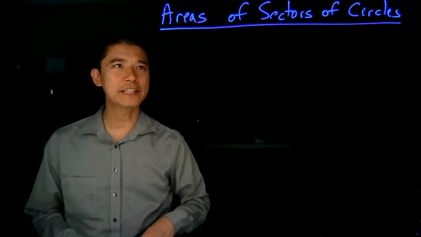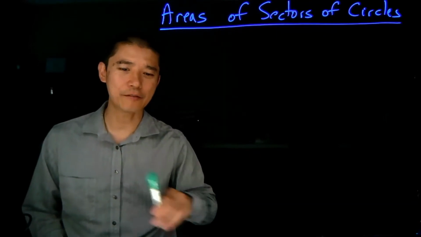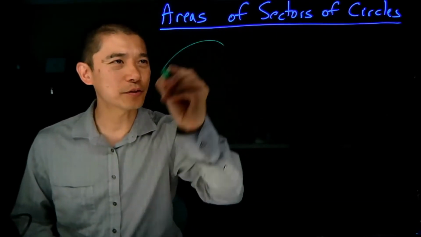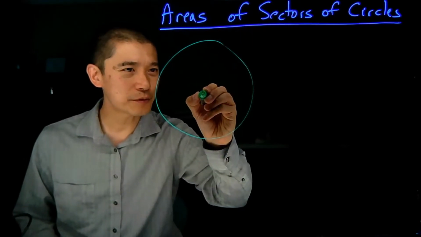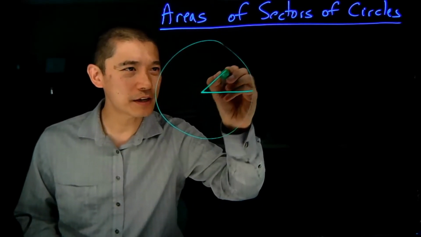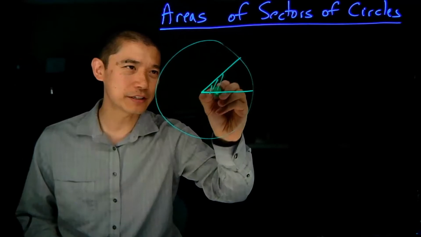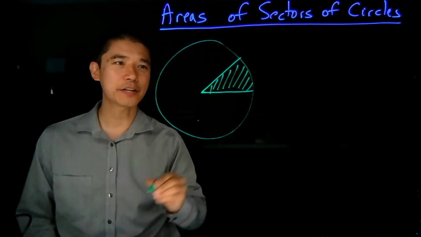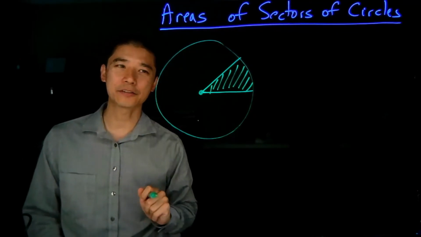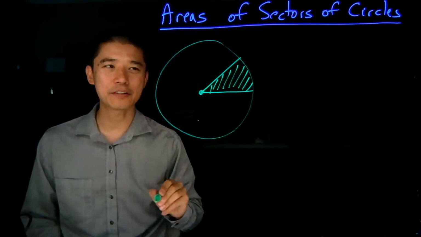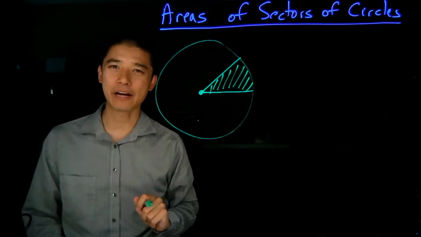A similar idea is the area of the sector of a circle. Now, what is a sector of a circle? Well, if we think about cutting out a wedge, almost like a pie-shaped wedge, this right here is a sector of a circle where this is at the center. And so the area of this thing is the area of this pie-shaped wedge that we have right here.